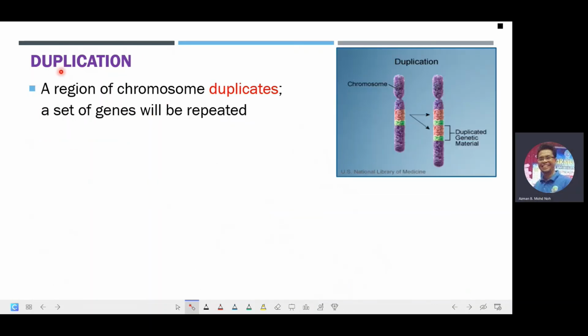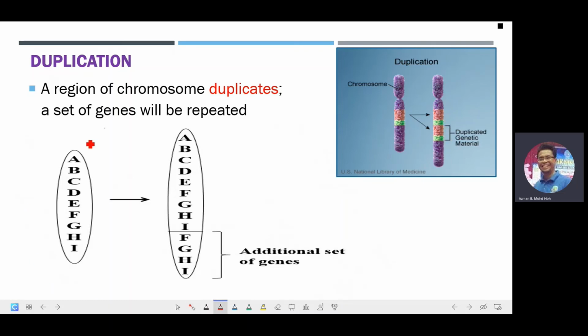And another type is duplication, in which a region of the chromosome duplicates, and so a set of genes will be repeated as seen in this diagram. This segment over here of the chromosome is being duplicated. Thus, we can see a newly formed chromosome with a duplicated set of genes.